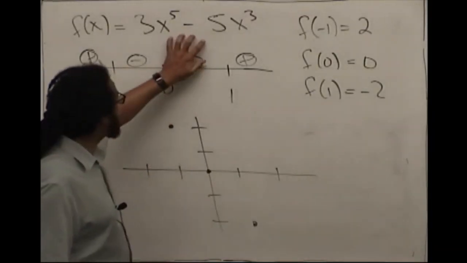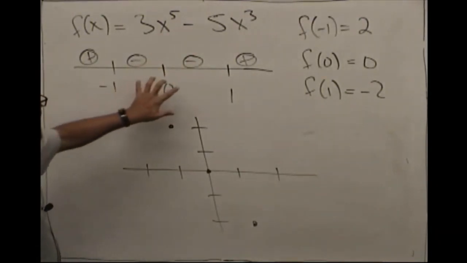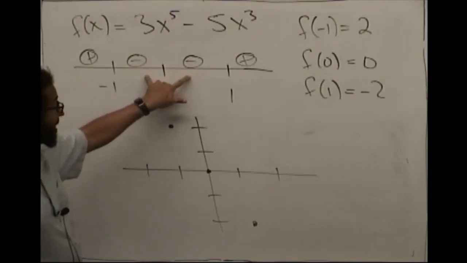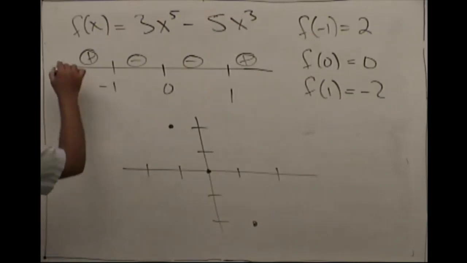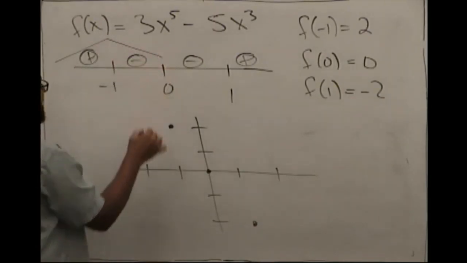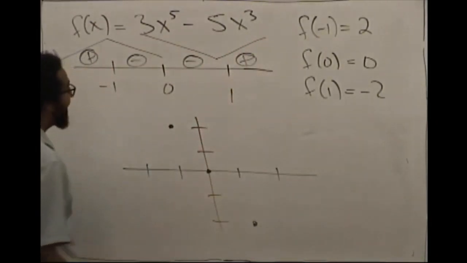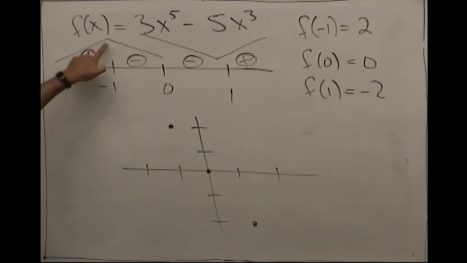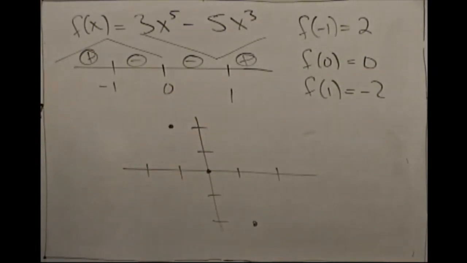Okay, so let's do a quick sketch of this function, 3x to the 5th minus 5x cubed, based on the information that we found just a second ago. So we know the function is increasing from negative infinity to negative 1. And then it switches to decreasing. And then after 0, it stays decreasing. And then it switches to increasing to the right of 1. So it looks like we should have a local maximum at x equals negative 1 and a local minimum at x equals positive 1.